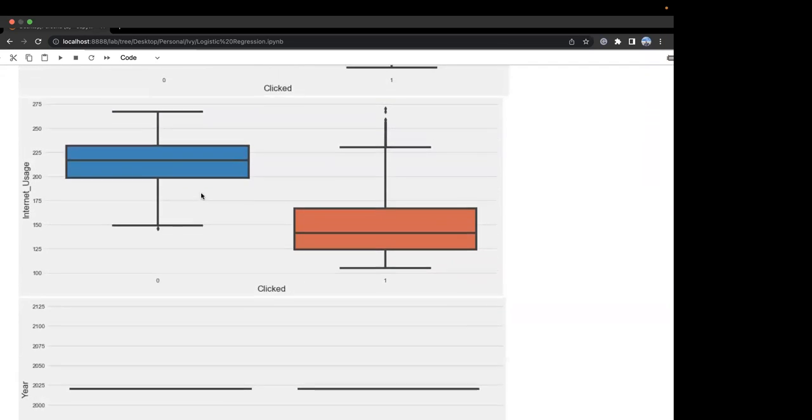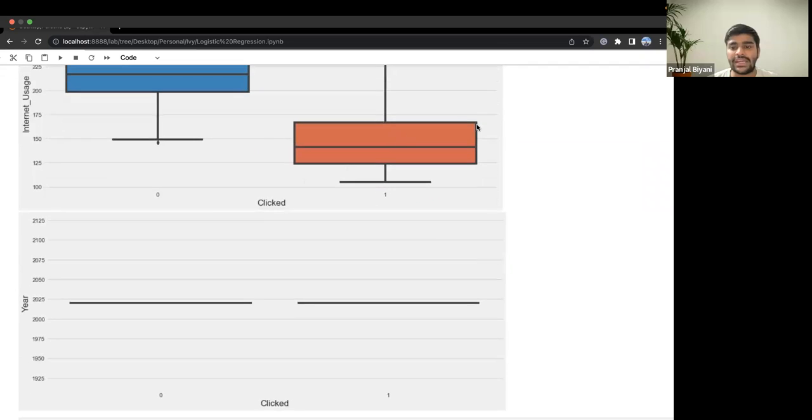What is happening here is that in a box plot, this has a fixed length. In a violin plot, instead of this fixed length, it is finding out the distribution in this area. That's it.